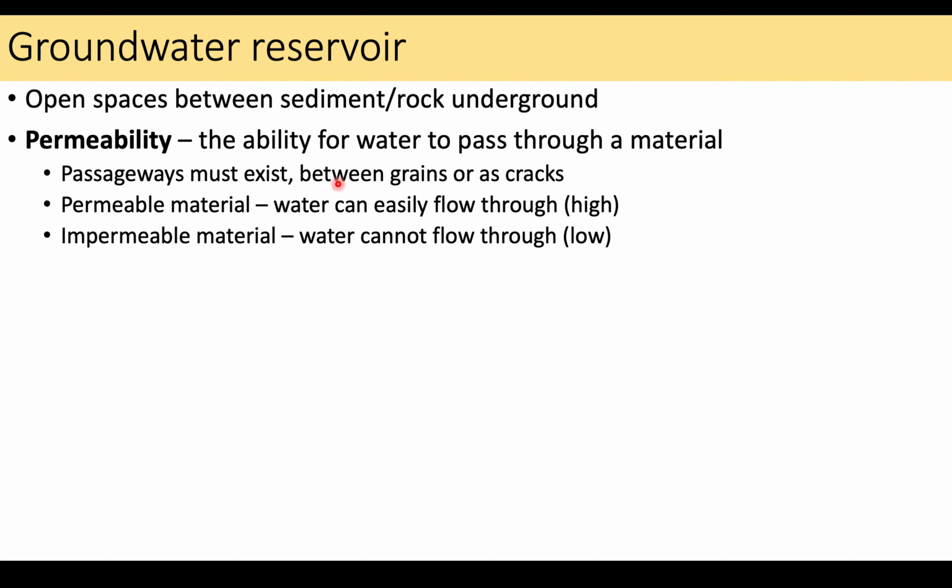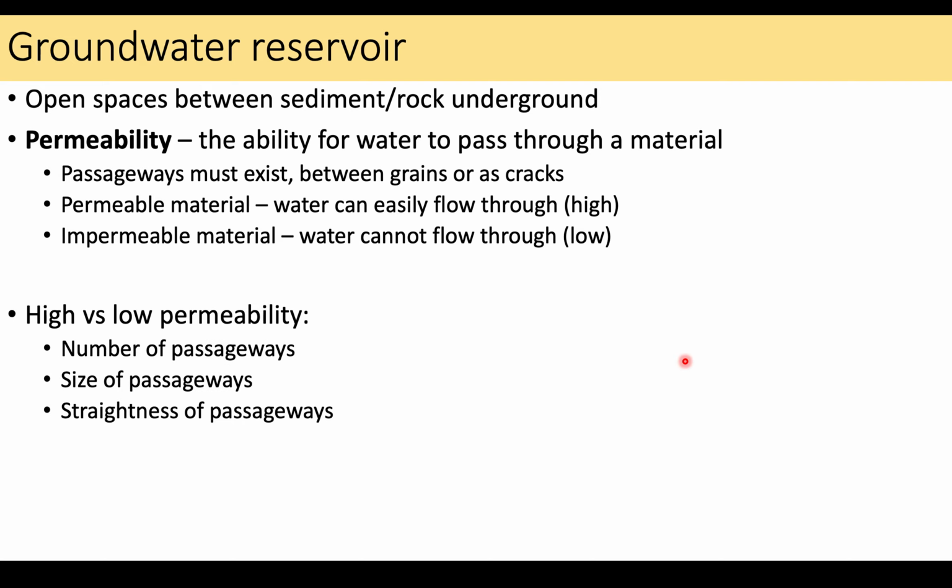So with permeability, we're not looking at the amount of space, but we're looking at how those spaces can connect. For the rock to be permeable, water must be able to pass through it, meaning there must be passageways or cracks through different grains to allow water to move through. So high permeability would be a permeable material. This is where water can flow very easily. Low permeability or impermeable is something that water cannot flow through.